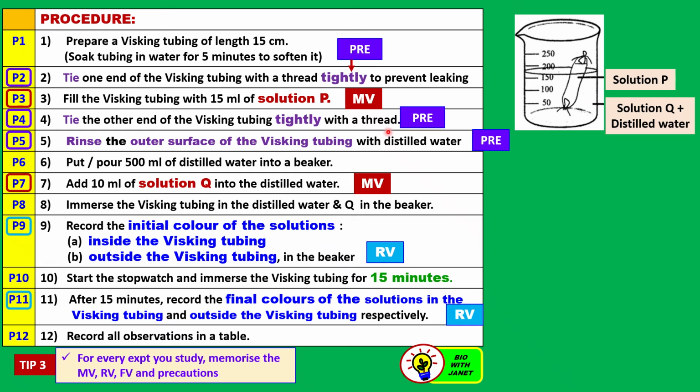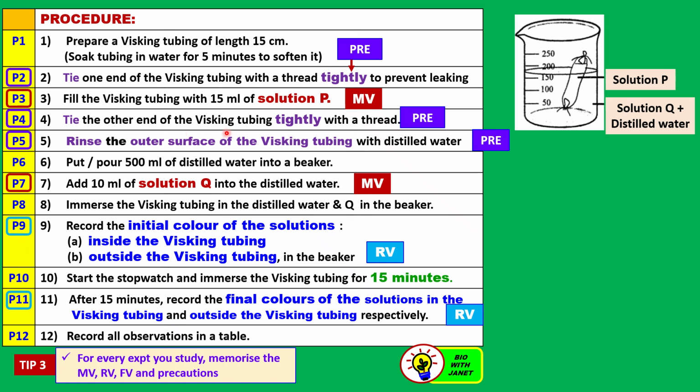Now, next, tie one end of the Visking tubing with a thread tightly to prevent leaking. So this adjective is very important, tightly. That is your precaution. So tie one end of the Visking tubing below here, tightly to prevent leaking. And then fill the Visking tubing by using a syringe. You fill the Visking tubing with 15 ml of solution P. That is the starch suspension actually. Now the volume you have to determine yourself, right?